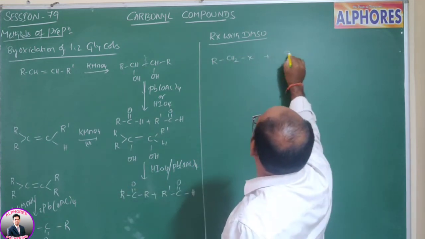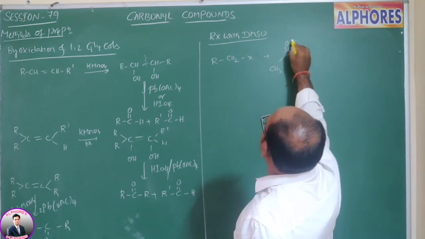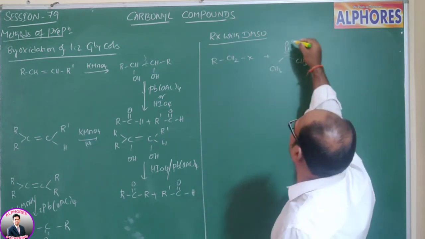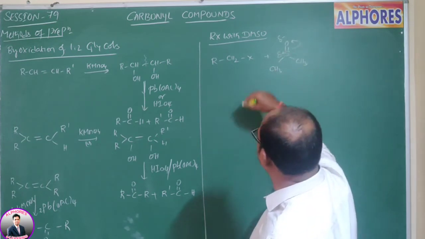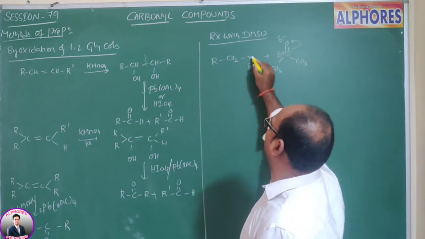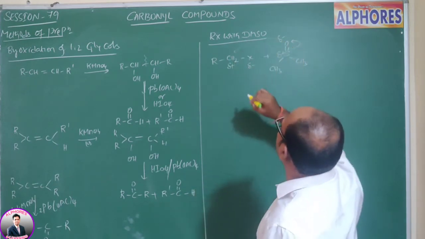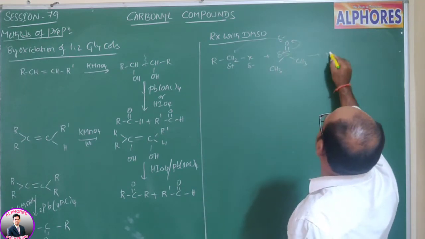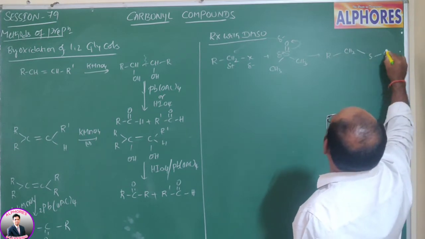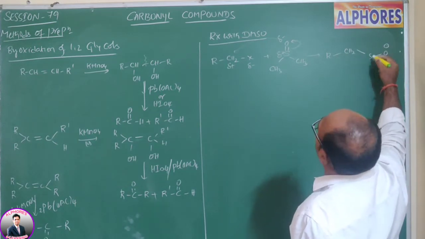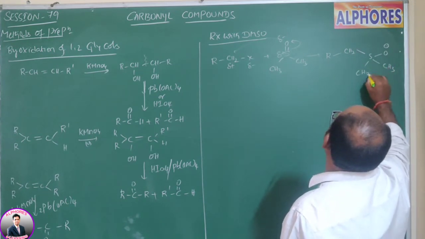RCH2X, which upon reaction with S double bond O CH3 CH3. As we know very well, here pi electrons are shifted towards oxygen. This oxygen acquires a negative charge. This sulfur gets a positive charge. And here in the alkyl halide, the halogen gets a negative charge, and the carbon atom is going to have a positive charge. Then here we are getting R CH2, and here sulfur and O minus, with CH3 and CH3.